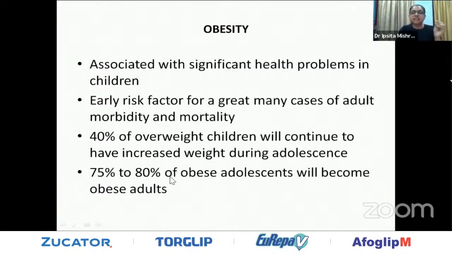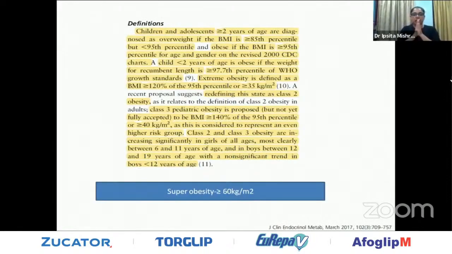So obesity is a significant health problem in children. There are a lot of data. Now, one thing I would like to highlight is 40% of the overweight children continue to have increased weight during adolescence, and 75 to 80% of obese adolescents ultimately become obese adults. So it tracks throughout your entire adulthood if not checked in time.